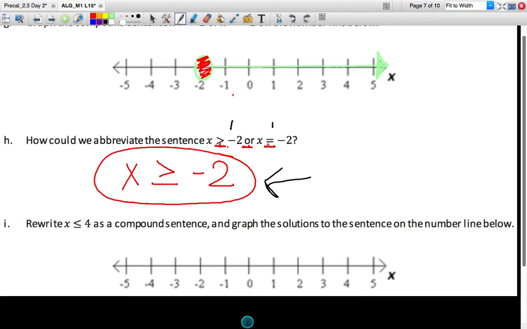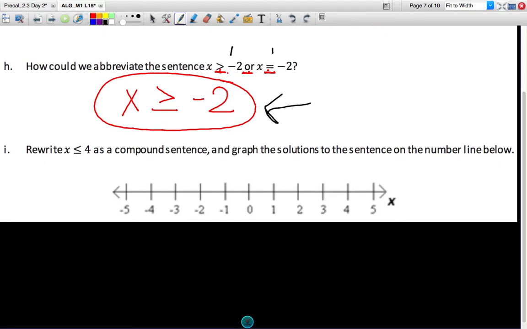Look at part I. This time they gave us the compound sentence and we're breaking it down. X is less than or equal to 4. So if you listen carefully, x is less than or equal to 4. And whether you graph these two or you graph this, you're going to still graph in the same way. Closed circle at 4, and you're heading left.